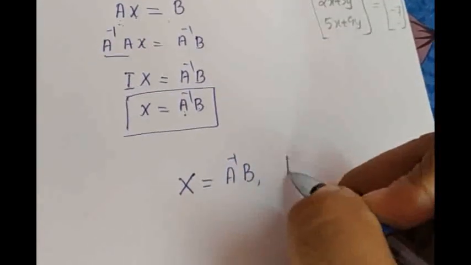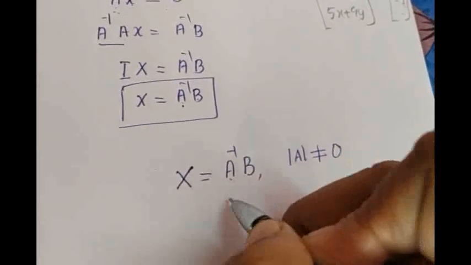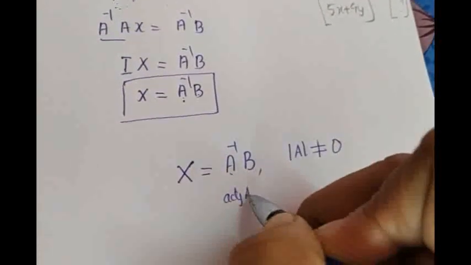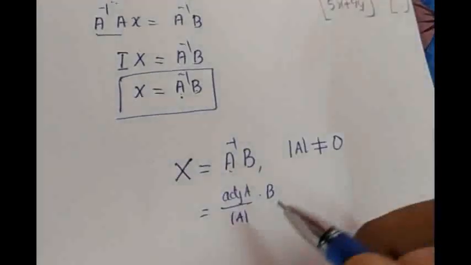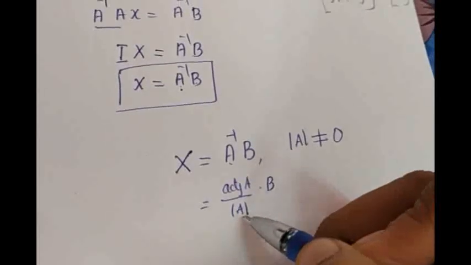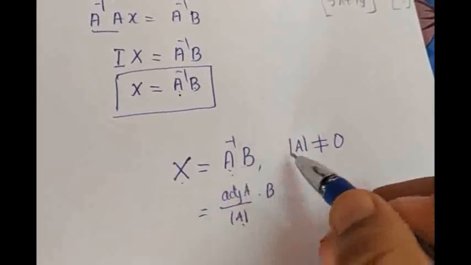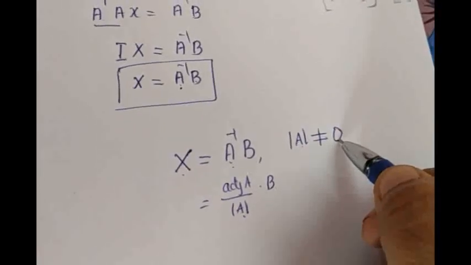This happens only when the determinant of A is not equal to 0. Why? Because the formula for A inverse is adj A by det A, isn't it? Adj A by det A into B. That is actually the formula. If det A happens to be 0, we cannot proceed further. So X is equal to A inverse B provided det A is not equal to 0. That means A is non-singular.